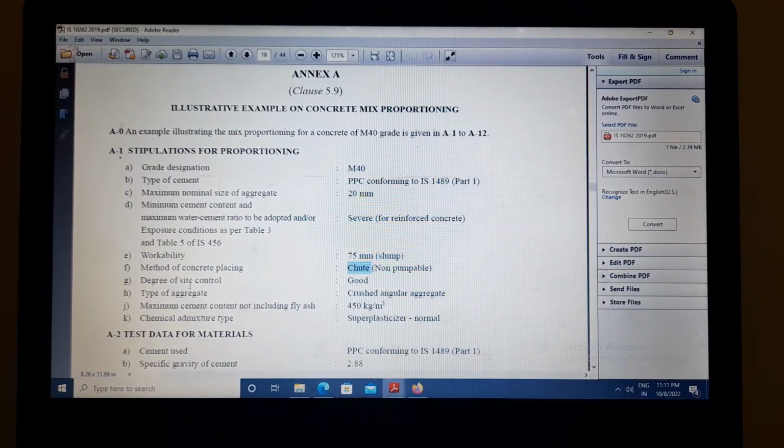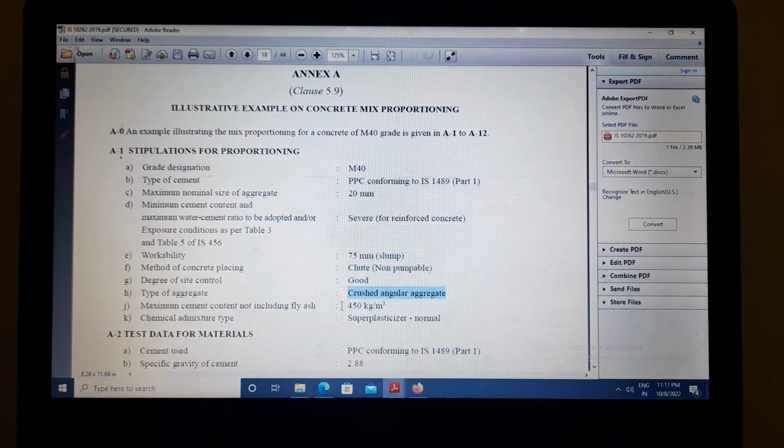And degree of site control. Degree of site control is the quality control that is available at site. Here the degree of control is good. And the type of the aggregate. There are different types of aggregate, that is natural aggregate and crushed aggregate. Here we are using crushed angular aggregate, that is produced from the crusher by crushing the bigger rock. And then maximum cement content not including fly ash.